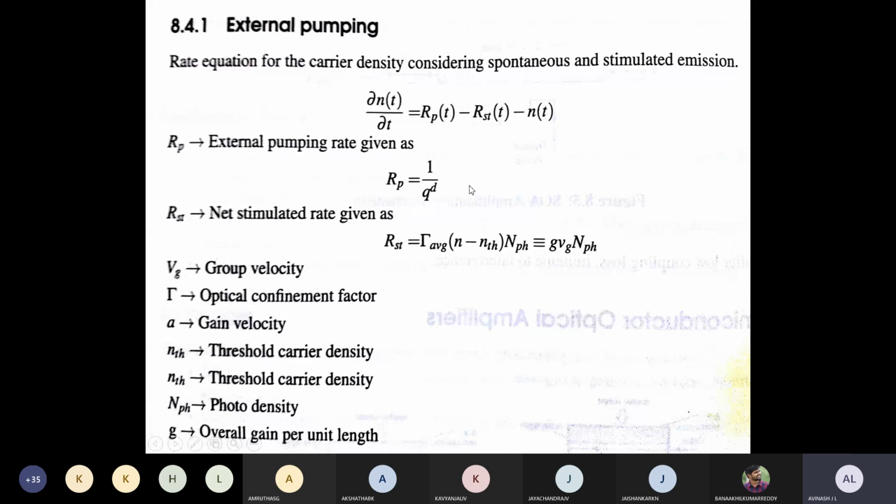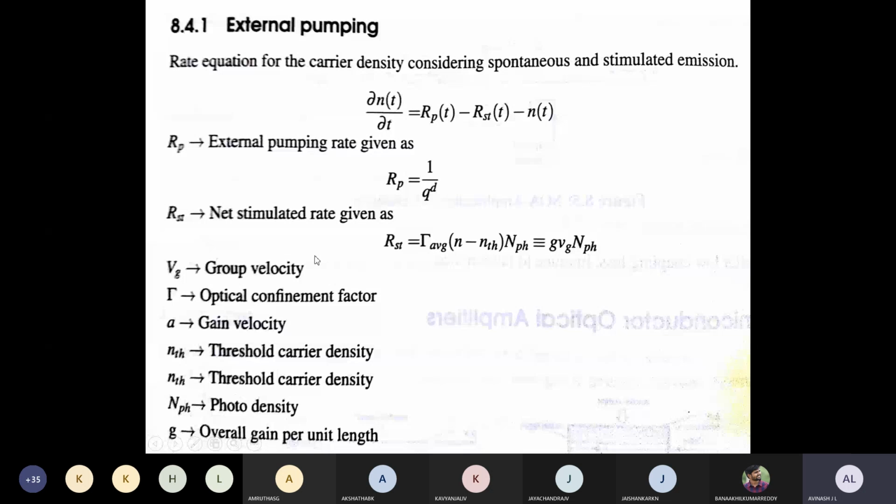That external pumping rate is given by Rp = I/(qV), where V is the volume of the active region. Rst means the net stimulated rate, given by Rst = Γ a (N - Nth) Nph, which is equivalent to G Vg Nph. So what is this Vg?